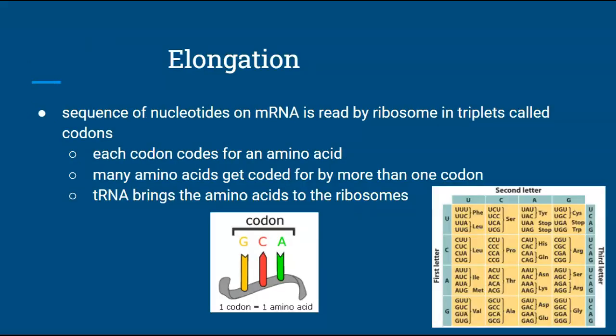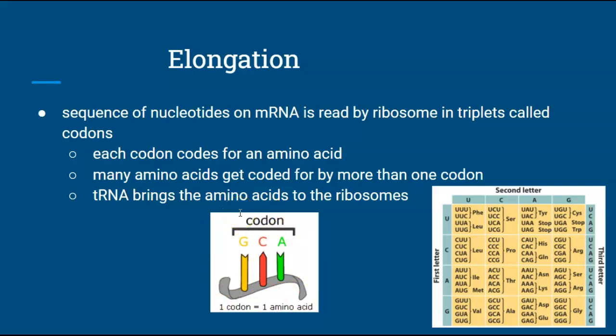Next is elongation, okay? This is actually going to be building our long chain of amino acids. So our mRNA is going to get read by the ribosome in triplets, okay? A triplet meaning a group of 3, right? And the group of 3 is going to be 3 letters on the mRNA. So maybe if our mRNA reads GCA, this would be the triplet that it's read in. This triplet is called a codon, okay?